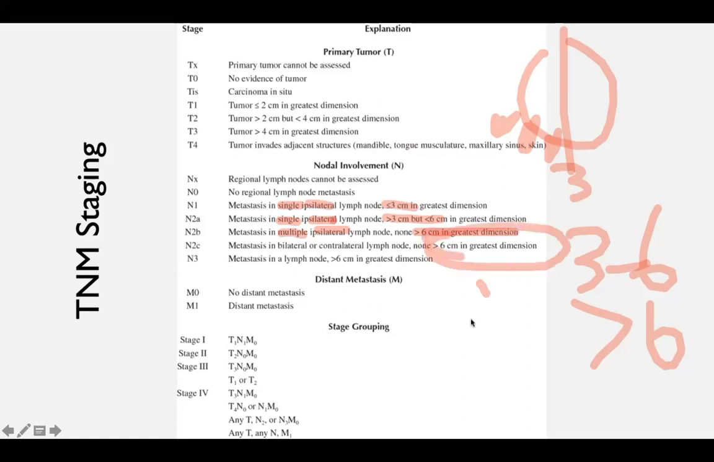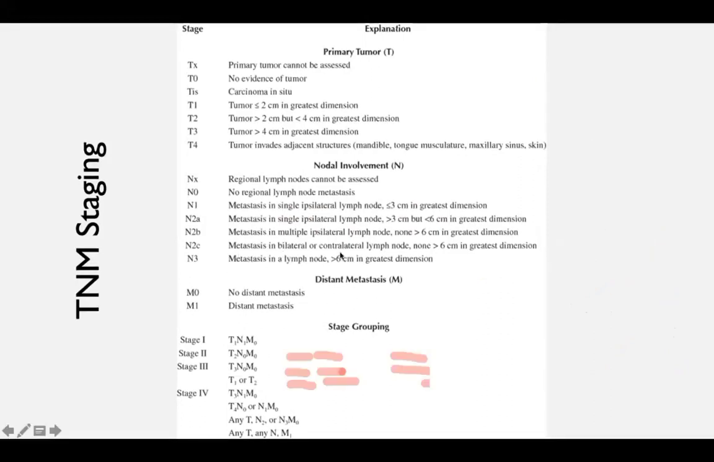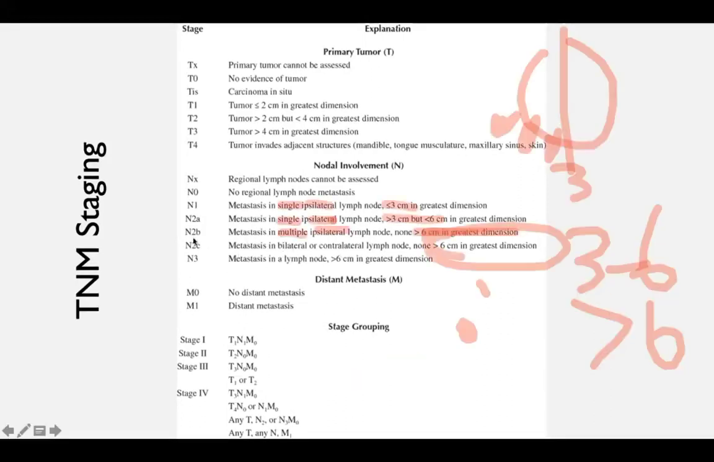The lymph node gets enlarged. Lymph node enlargement is known as lymphadenopathy. The lymphadenopathy is more than 6 centimeters in N2B and N2C. So what is the difference between N2B and N2C? One is multiple ipsilateral, one is multiple bilateral. The size is more than 6 centimeters in both.